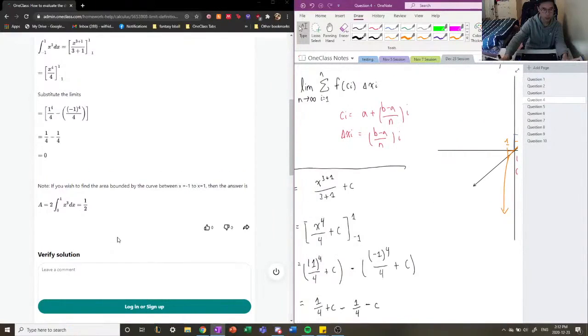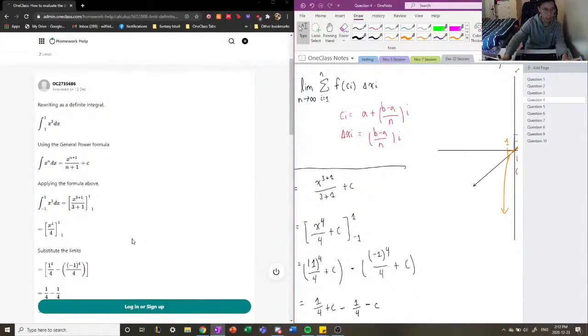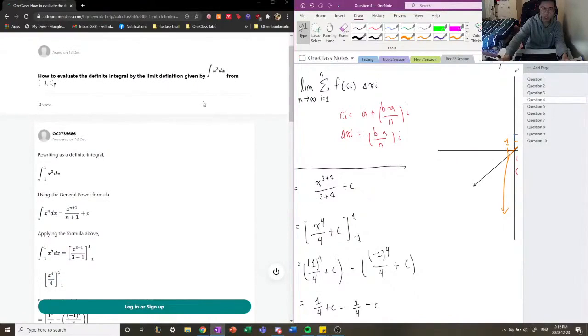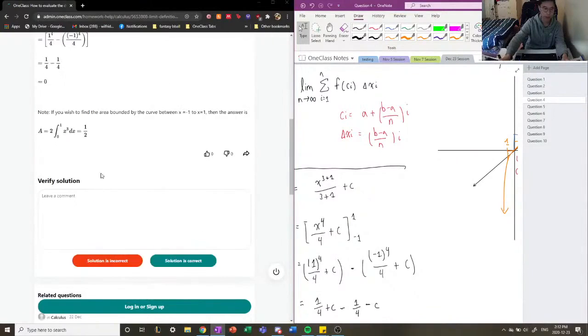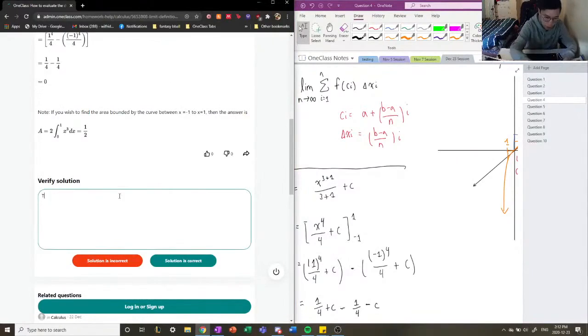So that's what the junior tutor suggested instead. But that's the definite integral of the function x cubed from -1 to 1, which is just 0. Okay, so the solution is correct.